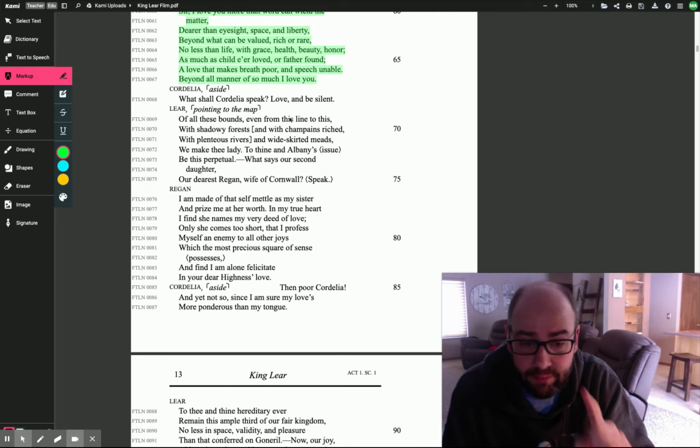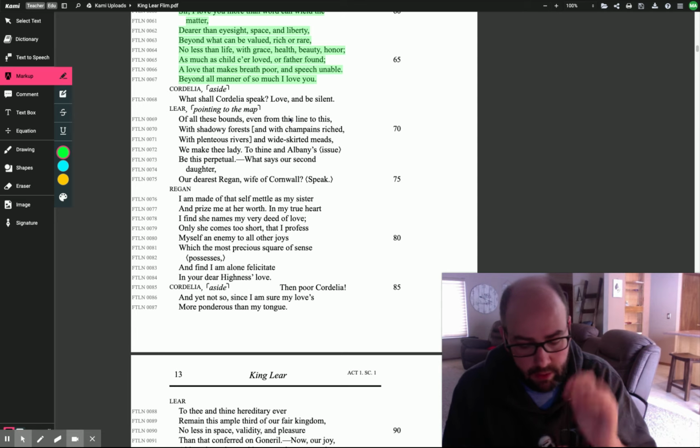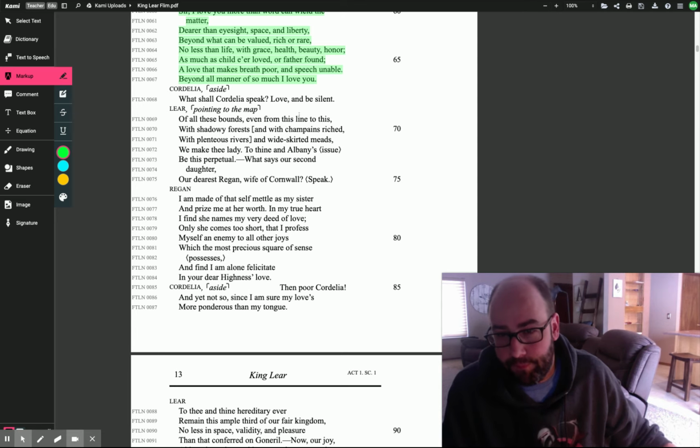All right. So he gives her a portion. It is not the best portion. He's saving that best portion because he wants to give it to Cordelia. But he gave her a portion, okay?